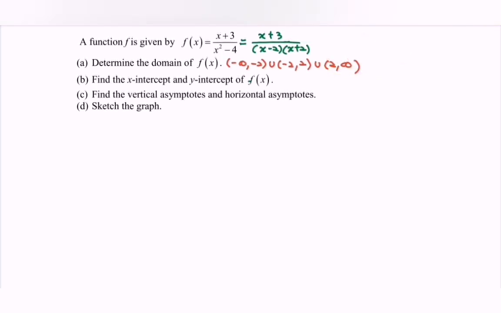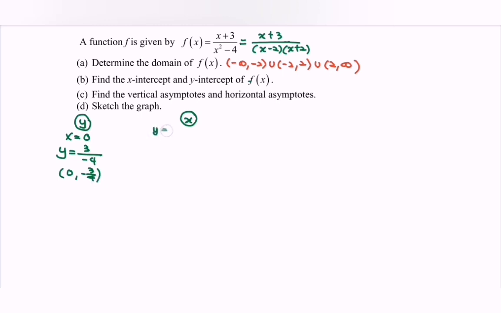For B, find the x and y intercepts for the function f(x). In order to find the x-intercept and the y-intercept, for the y-intercept we let x equal 0. So kindly substitute the 0. So we have y equals 3 over negative 4. So the point will be (0, negative 3 over 4). That is what we call the y-intercept.